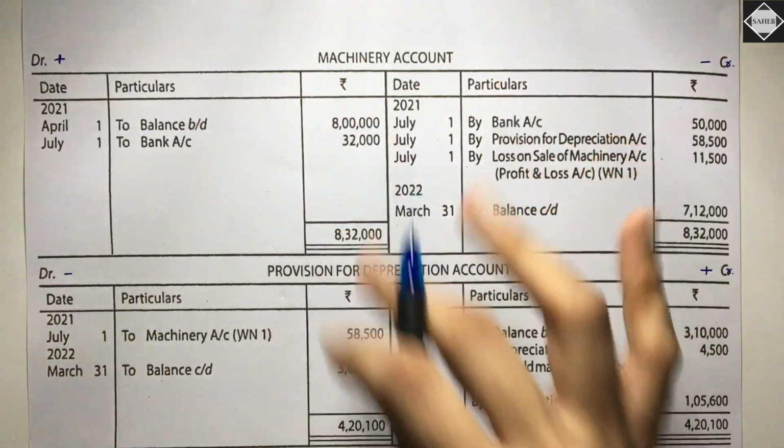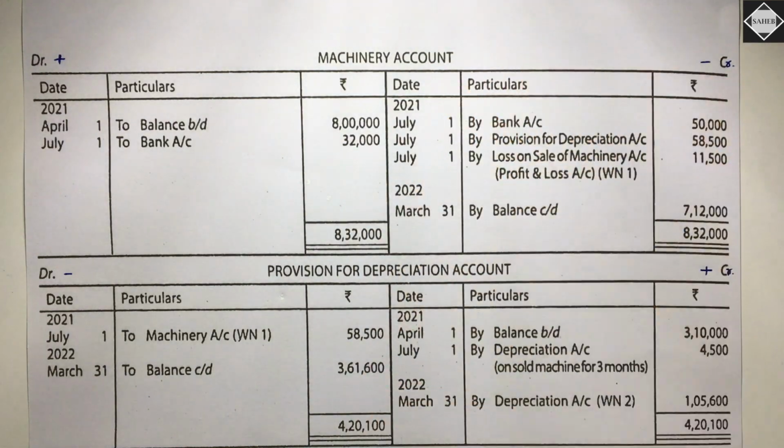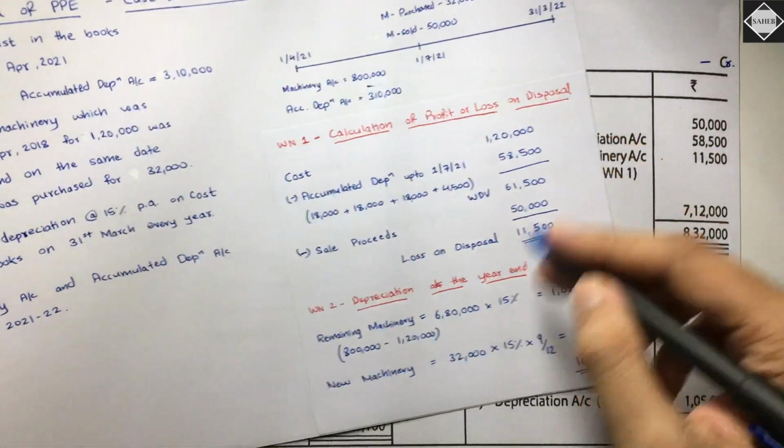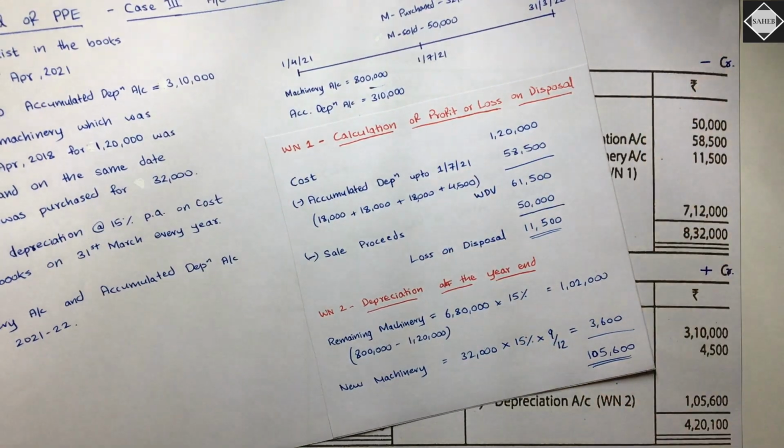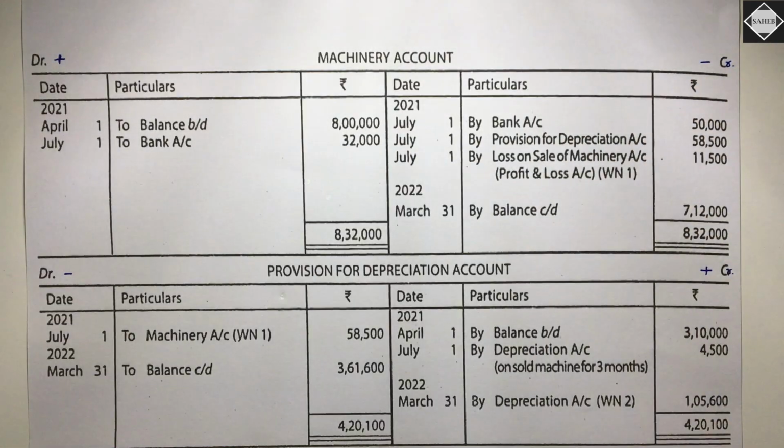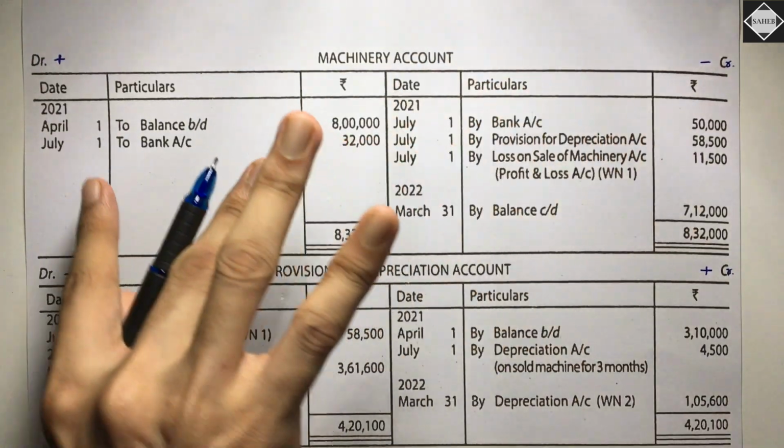Now see, here we have the ledger account. Let's understand. It's really simple. You have already prepared the working notes, so all the calculation is completely finished. Nothing is there. You just have to fill in everything and use the basic accounting knowledge, debits and credits. Okay, fine. So see, machinery account has debit balance, so opening balance will be on the debit side.